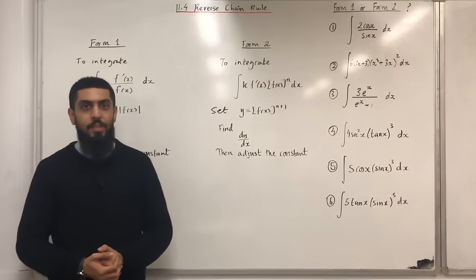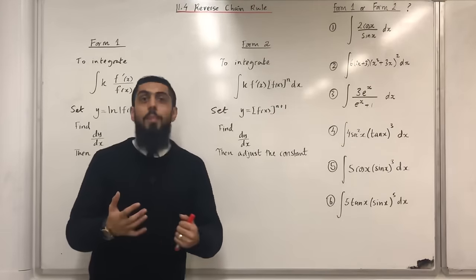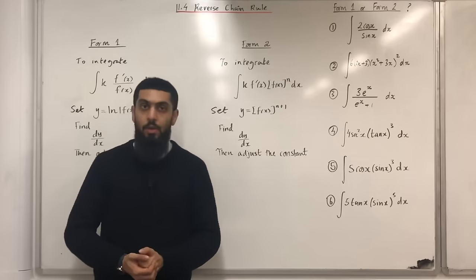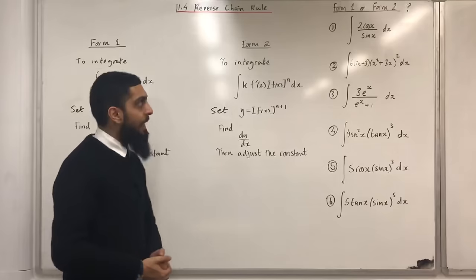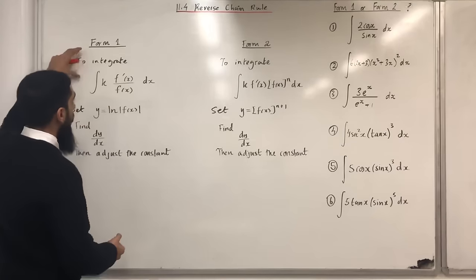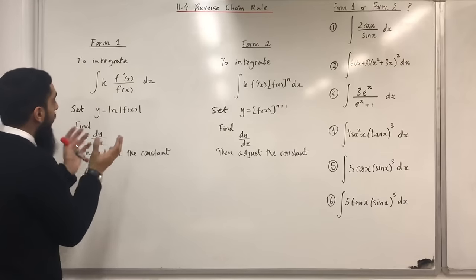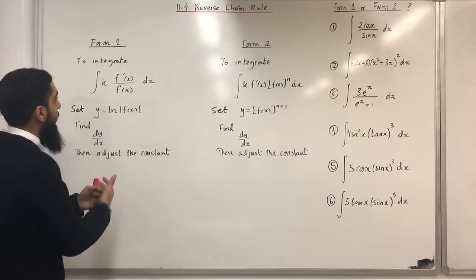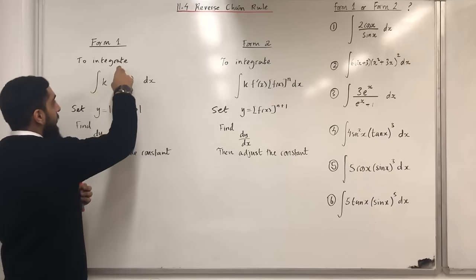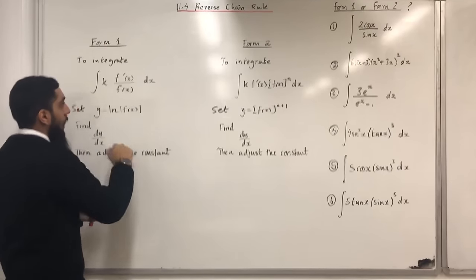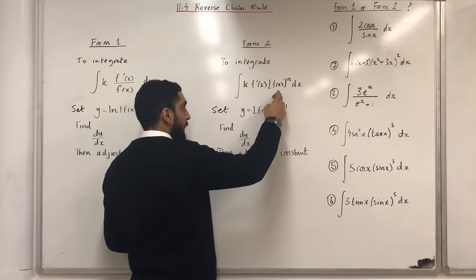Okay, ladies and gents, here are 6 different integrals. My task is to find what particular form these integrals follow. It will be Form 1, Form 2, or neither. Before we look at these integrals, I want to go back to Form 1 and Form 2. I'm going to summarize what we have inside the integral in words. So over here, we have k f dash over f. Over here, we have k f dash in front of f.